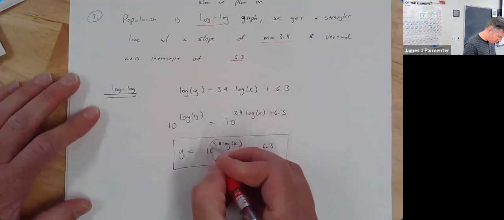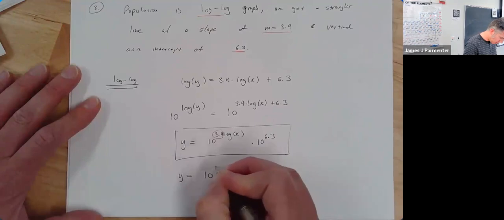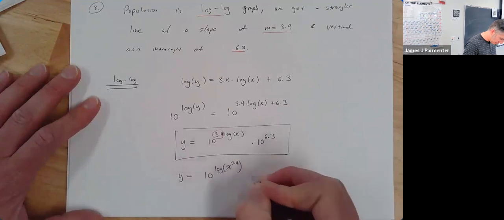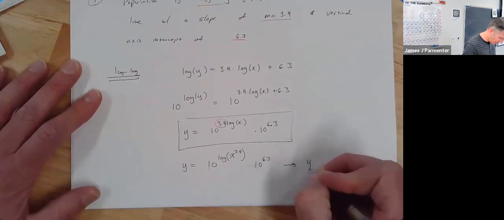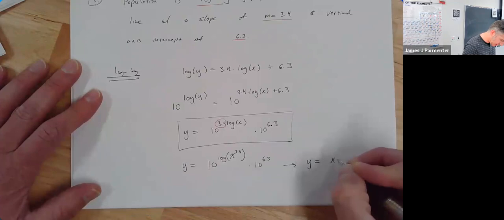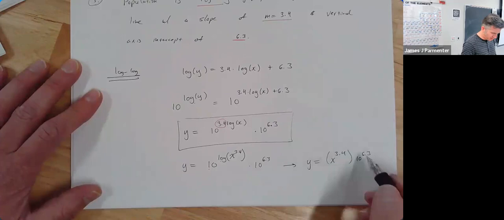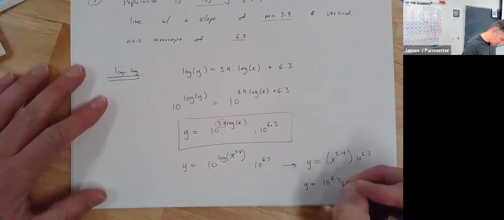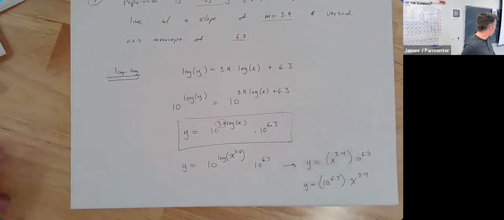This 3.4 can come up as the power there. So we can really write this as 10 to the log of x, to the 3.4, times 10 to the 6.3. And then 10 to the log of some stuff is just the stuff. So we can really write this as y equal to x to the 3.4 times 10 to the 6.3. And then I would probably put the number in front just because that's more typical. So I would prefer to write it like this: 10 to the 6.3 times x to the 3.4. And that is a power function, right?